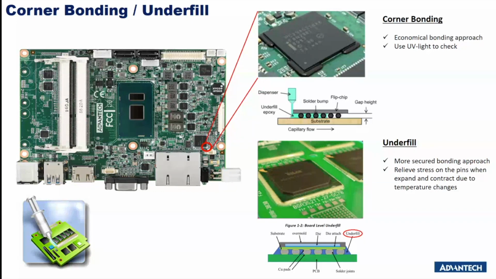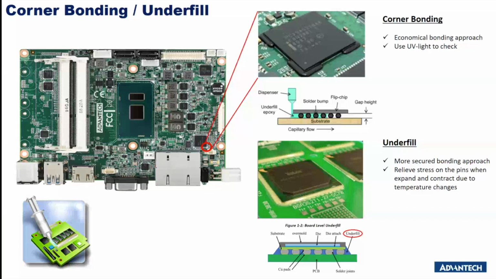Okay, how it works is that if you do corner bonding, you look at the top right hand side. These are more economical. There's a glue that glues the corner of the chip. This acts as a reinforcement when there is high vibration. Obviously, your processor should be an onboard one, not the socket type. So this is an economical approach.